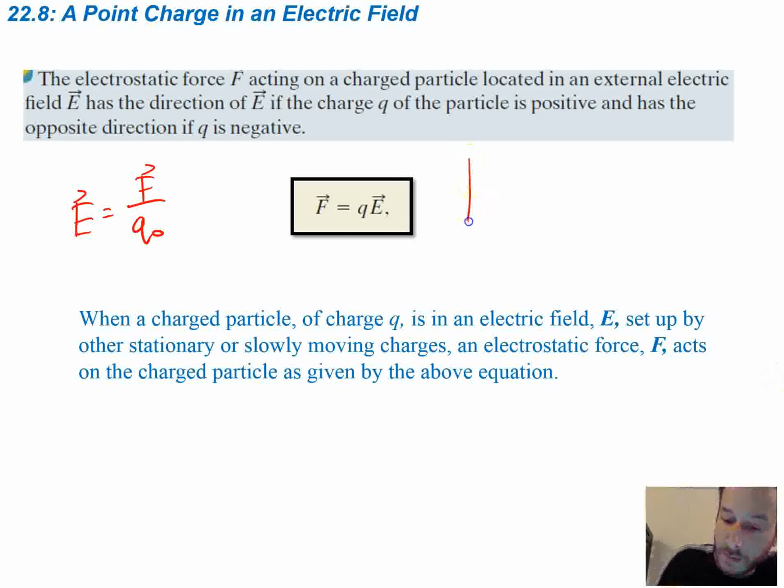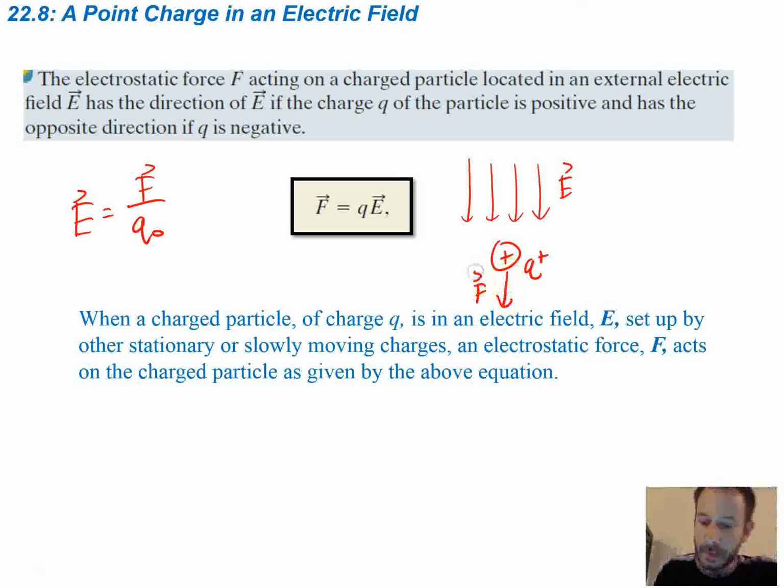So if we had some external electric field, just equally distributed like so, and then you have some positive charge down here, the force on that particle is going to be with the electric field, so the force would be in this direction. Now, if I had the same field, and this time I have a negative charge, the force is going to be in the opposite direction, the force due to the electric field.